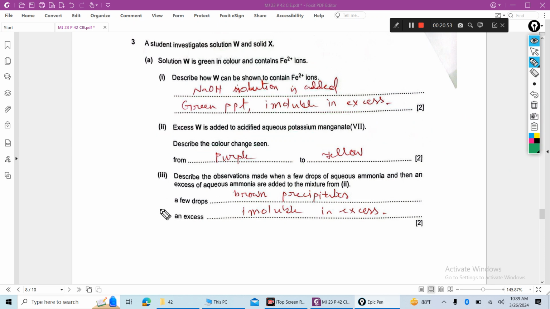Now number 3, describe the observation made when a few drops of aqueous ammonia and then excess aqueous ammonia are added to the mixture from 2. So 2 contains iron 3 ion, because iron 2 ion was oxidized to iron 3 ion by potassium manganate 7. So now if you add ammonia, aqueous ammonia means ammonium hydroxide.